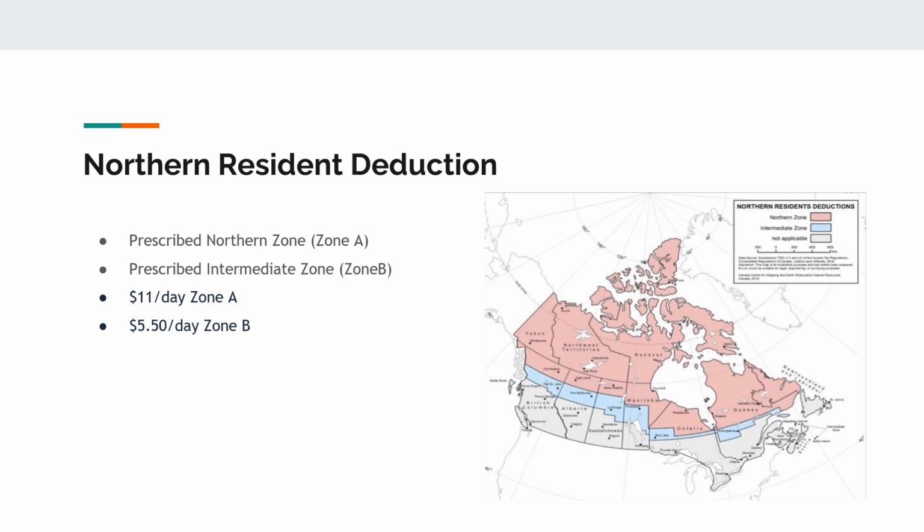For a comprehensive list of locations within these prescribed zones, please consult the CRA's website or click the link in the description. Additionally, Northern residents are eligible to deduct travel expenses related to medical, vacation, and family purposes.